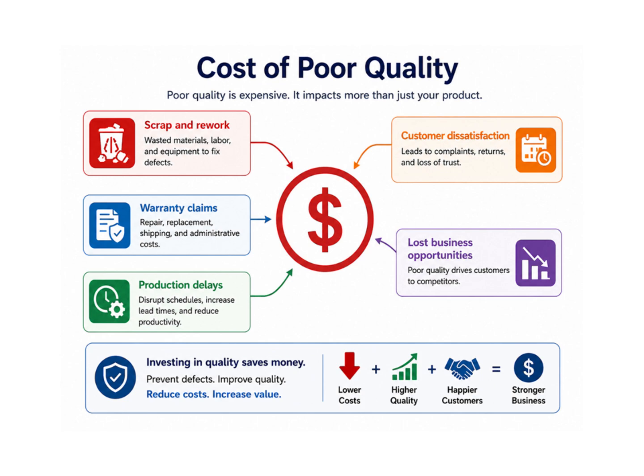Sigma levels tell us how well a process performs, but the cost of poor quality explains why that performance matters. Poor quality generates significant operational and financial burdens. These appear in the form of scrap, rework, warranty claims, production delays, and ultimately customer dissatisfaction. A core principle in Lean Six Sigma is that variation and defects are expensive.